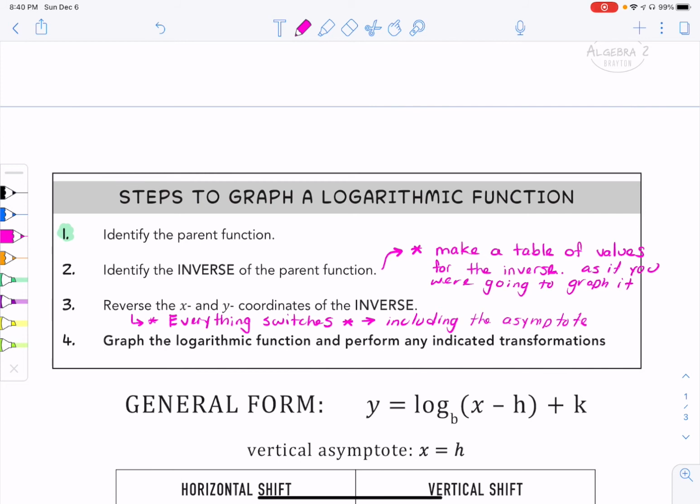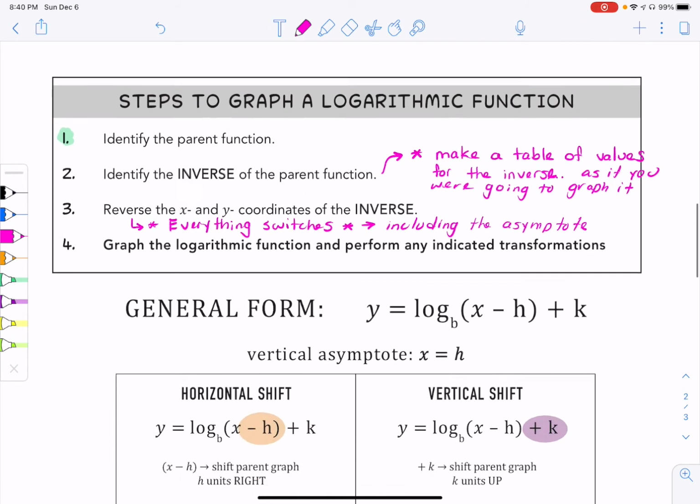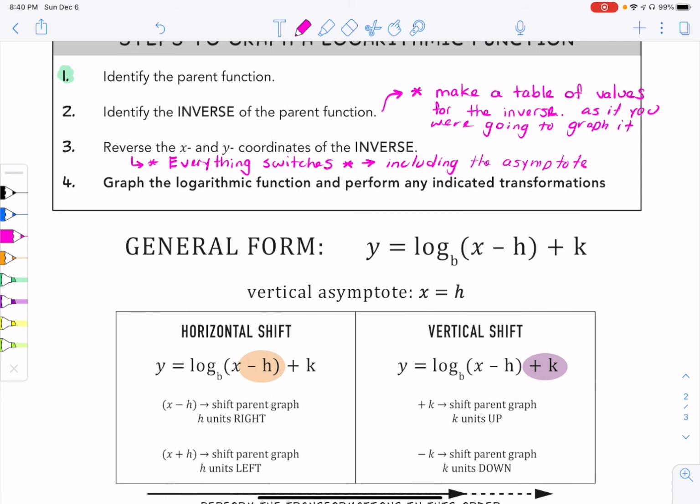And then the fourth step is to graph the log function and perform any indicated transformations. All right, general form, we already talked about that. It's important to know that now we have a vertical asymptote. Previously, we graphed exponentials where we had a horizontal asymptote, but now we have a vertical asymptote, and the vertical asymptote is always going to be equal to your h value. So it actually starts at 0, and then it shifts left or right with the graph.